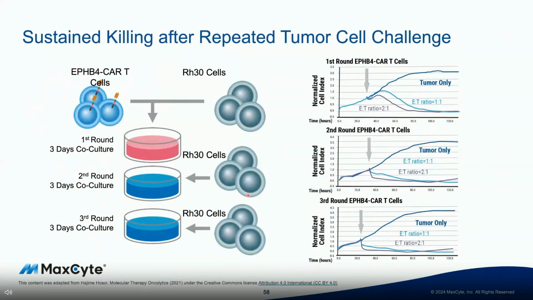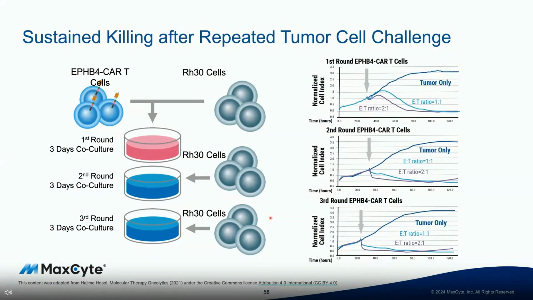And how that affected the killing activity of the cells, he co-cultured EPH before CAR T cells with target cancer cells and subjected the CAR T cells to 3 different subsequent rounds of killing assays. And he found that the cells could retain killing activity up to 3 challenges with the tumor cells. So also demonstrating that the cells did not have an exhaustion phenotype.